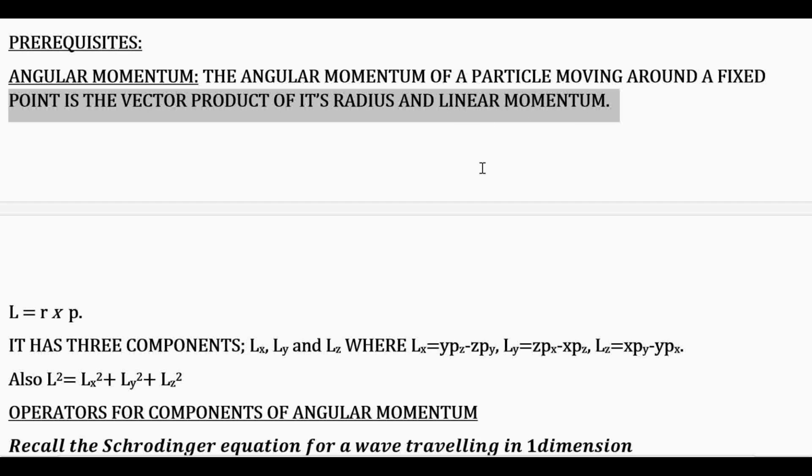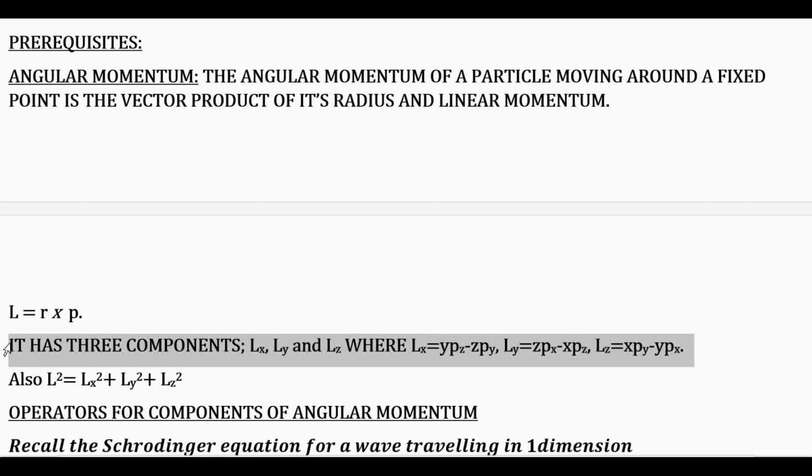So now assume that a particle is moving around a fixed point on a circular path, and the radius of the circle that is created is r. Then the angular momentum is defined as r cross p, where p is the linear momentum. Capital L is the symbol for your angular momentum, and P is the symbol for your linear momentum.